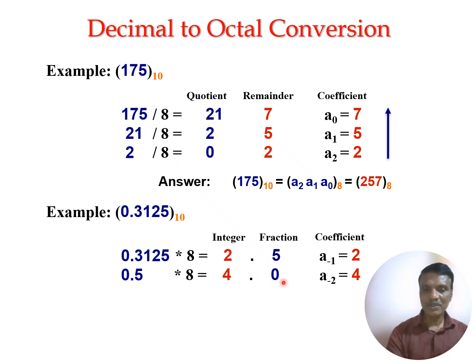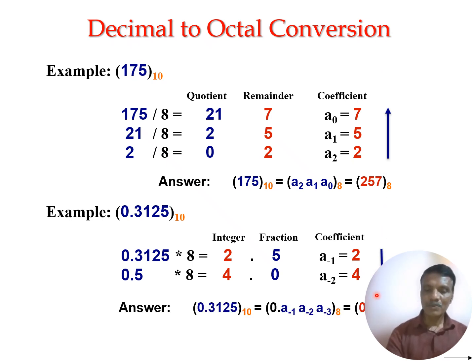So 0 means we don't do further multiplication. Here we stop. How I told to write these coefficients: from top to bottom, that is 0.24. So 0.24 is the equivalent octal value of the decimal number 0.3125.